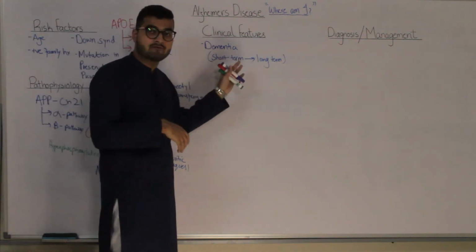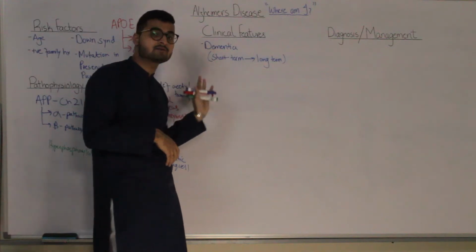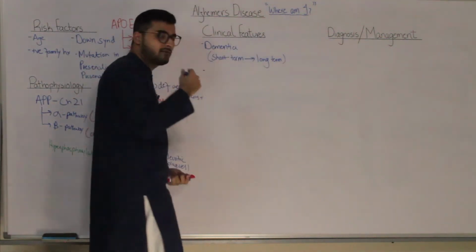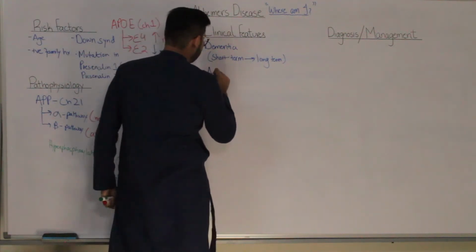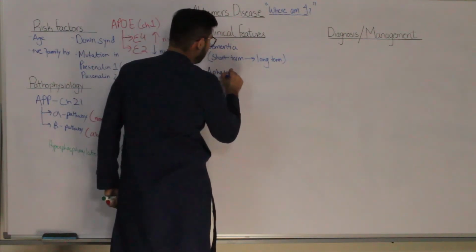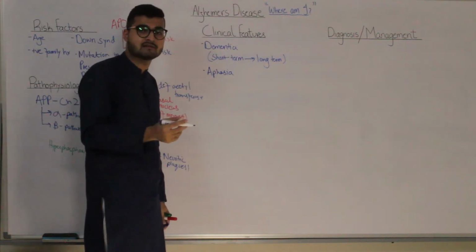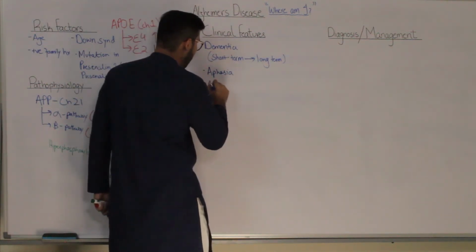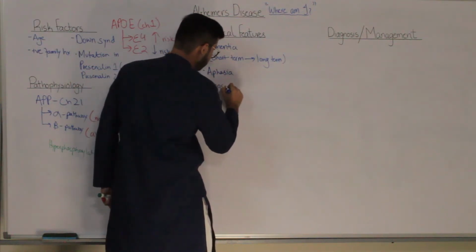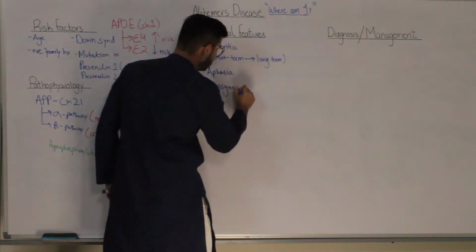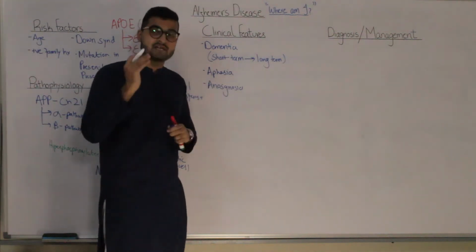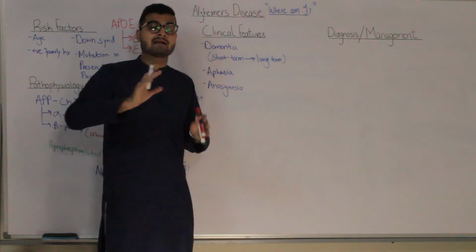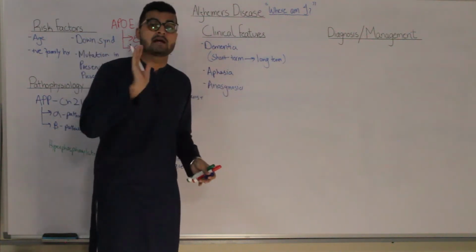So you'll have dementia starting from short-term memory loss, which will progress to long-term memory loss. Apart from this, you will have other features as well. You might have aphasia, that is, the patient might not understand what you're saying, they might not speak as well. Apart from aphasia, they will also have anosognosia. Now this condition is basically where the patient is going to say that I'm completely fine, nothing's wrong with me, and the patient is going to come to you with an attendant.